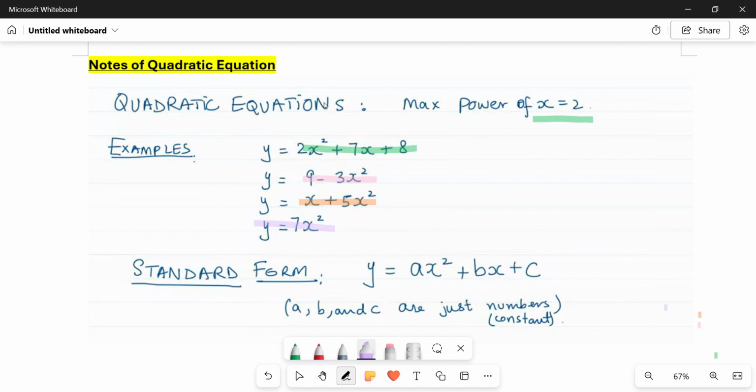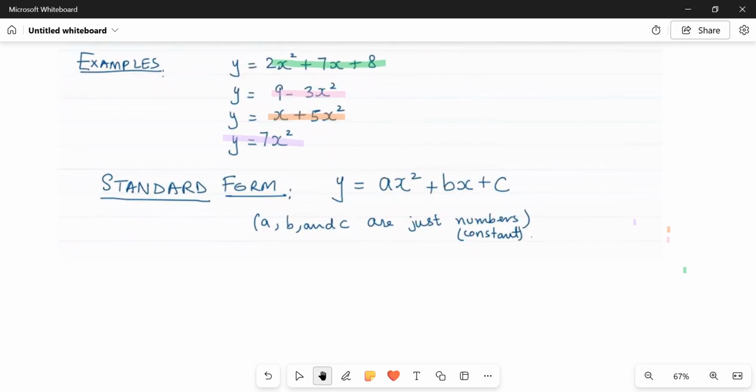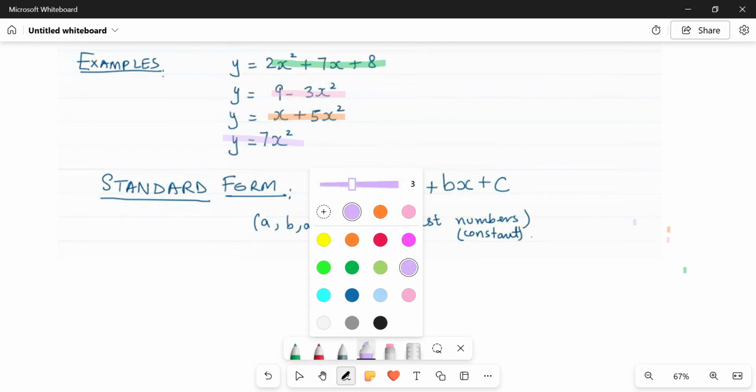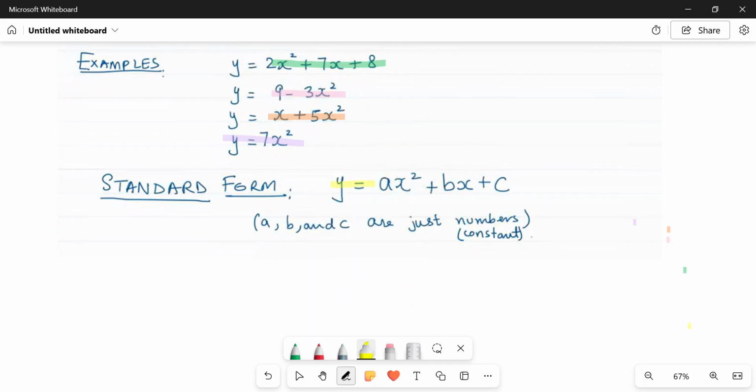Now, the standard form of a quadratic equation is y equals ax squared plus bx plus c. This is the standard form here. So a, b and c, right? They are in the form of numbers, and we can say they are constants. Okay.